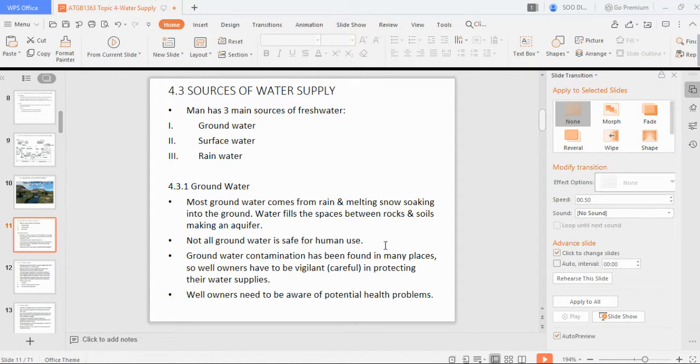So how we can fill up the groundwater level is by having the rain fill up the space between the rock and soil, making an aquifer. One thing is that not all groundwater is safe for use lah. Groundwater contamination has been found in many places.